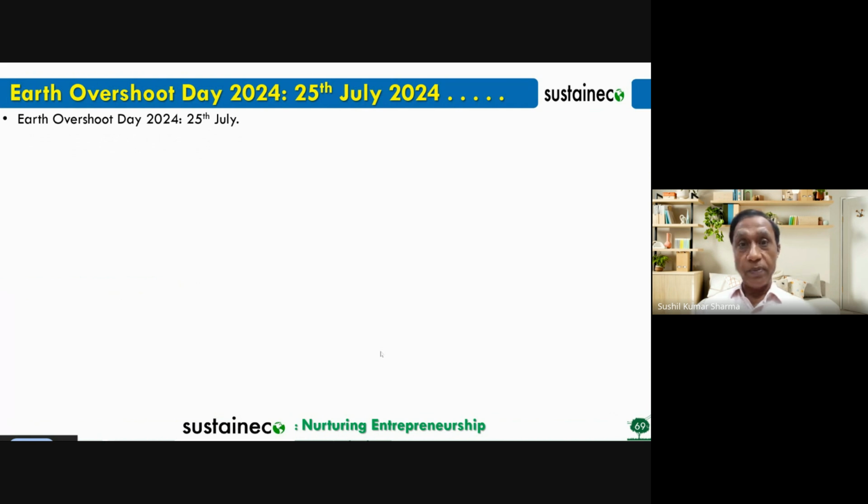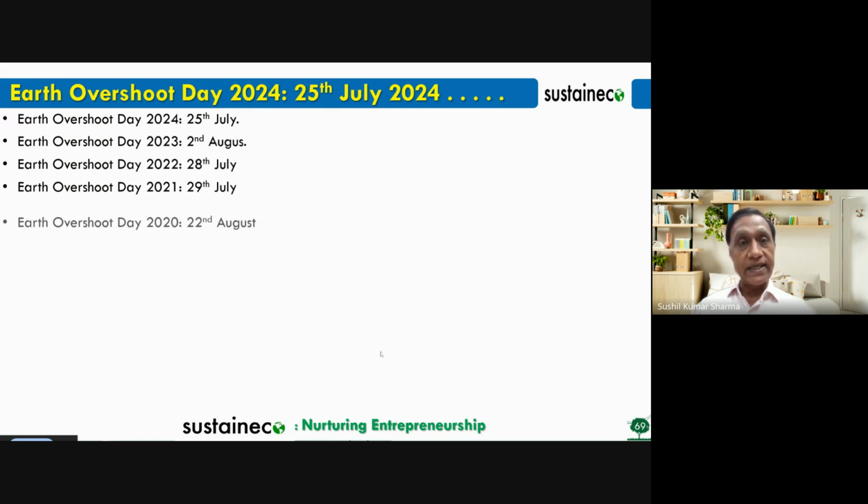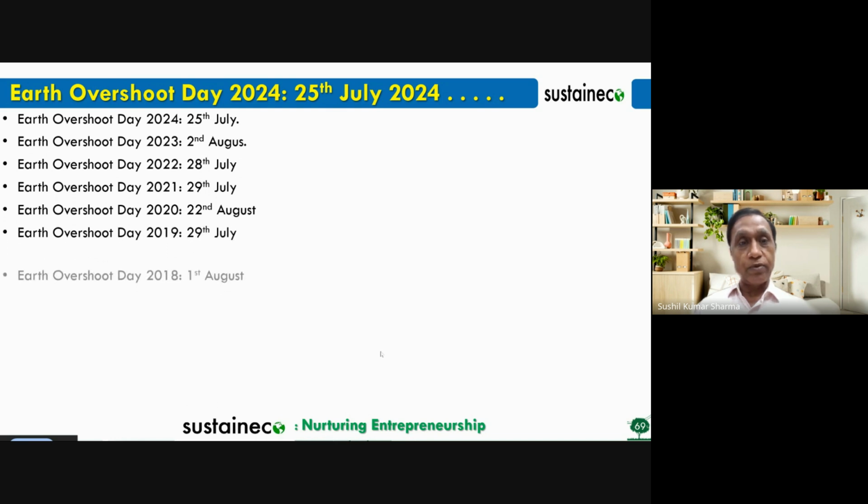A representation of it is in the form of Earth Overshoot Day. I will explain what it is. Each year, Earth Overshoot Day is declared on World Environment Day. Today is World Environment Day, and I am sure this date will be confirmed today. This year it is likely to be 25th July. Last year it was 2nd August, and likewise it keeps on advancing, preponing or postponing.